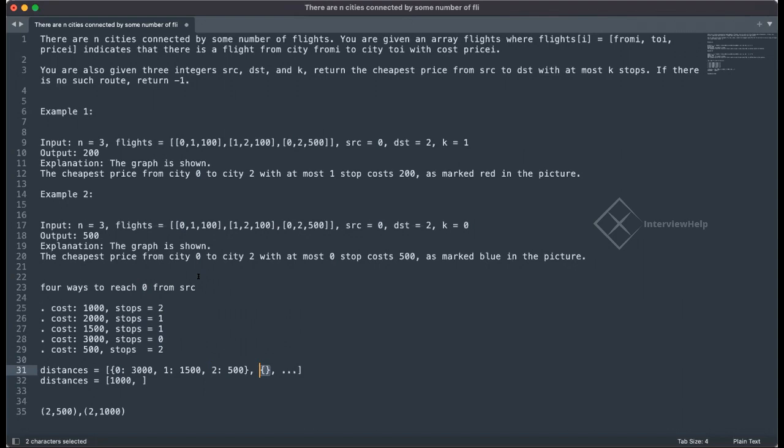Oh, okay, I see. But then why are we keeping track of all of them? Don't we only need to keep track of the destination? We're given the destination, so don't we only need to keep track of 1?